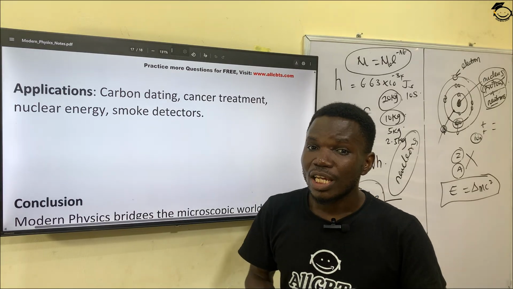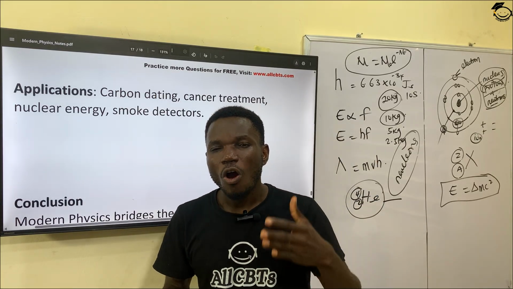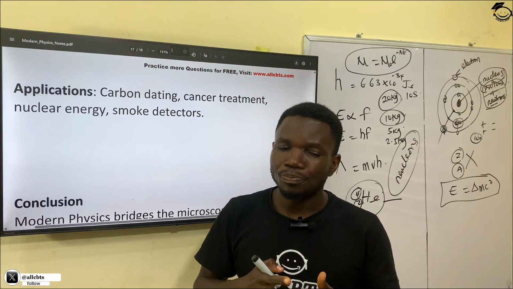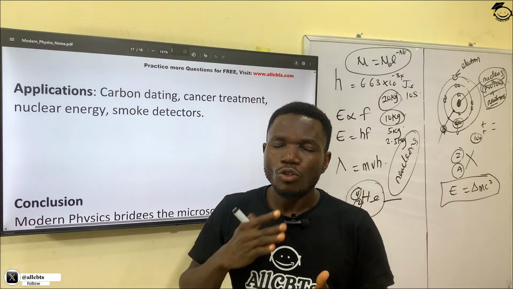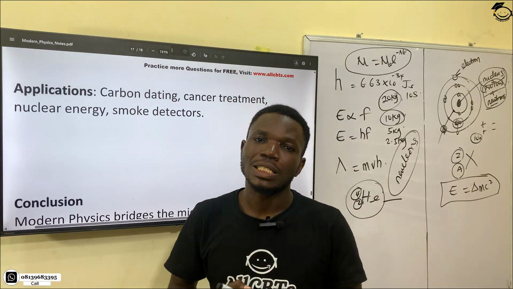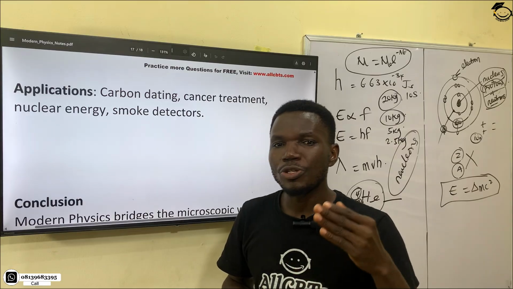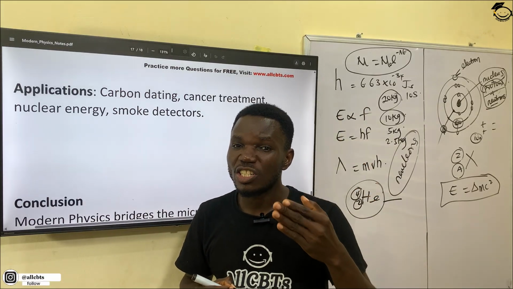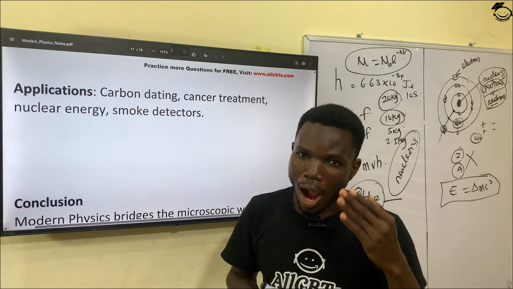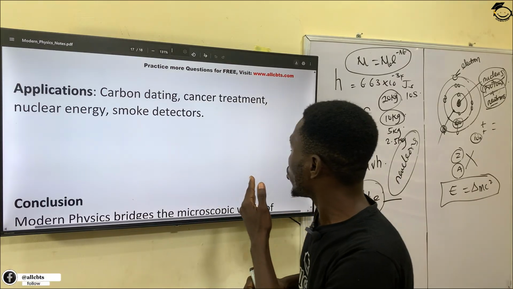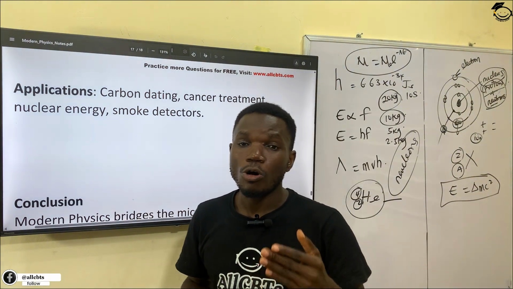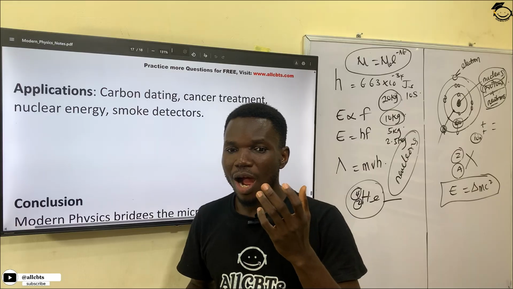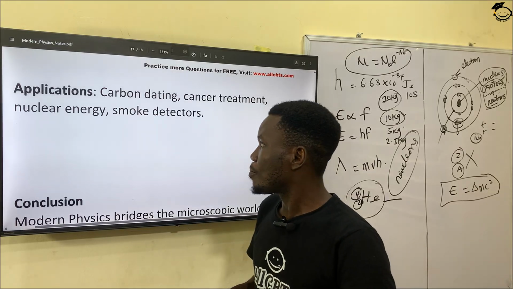Carbon dating is just a system where you can find the age of an organism or a substance by using radioactivity to find out how long that substance has existed. So we use it for checking the fossils of organisms that have existed on the earth even before our arrival. And that is carbon dating. We also use them for smoke detectors. So in your smoke detectors, what you have there are radioactive materials.